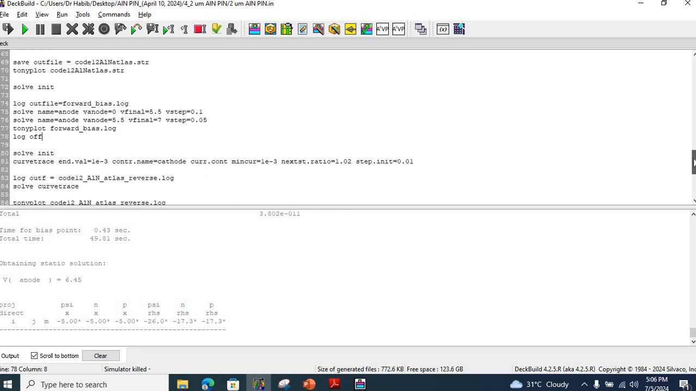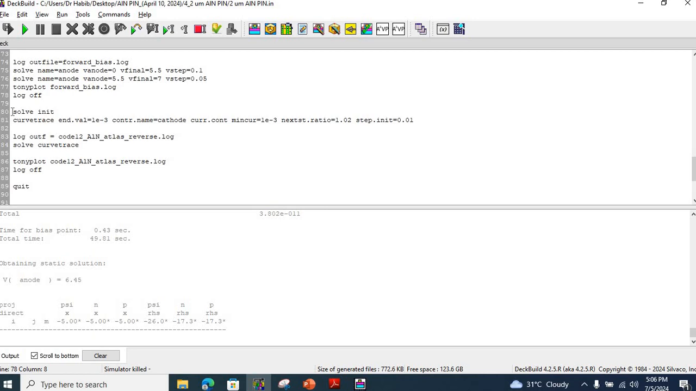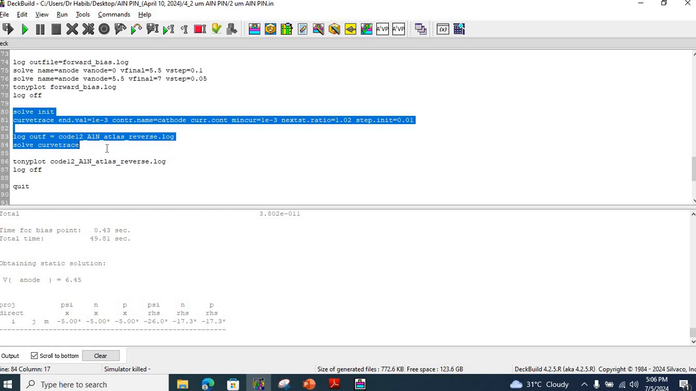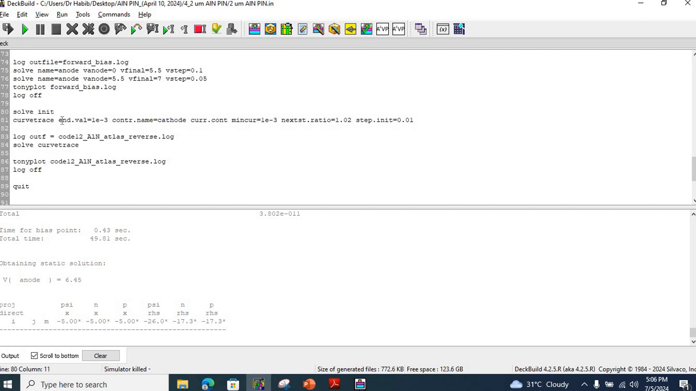Then I want to run the structure under reverse biasing by using this block of code using curve tracing. So here I want to run the structure under reverse bias and keep increasing the voltage until the current arrives at 1 milliamps. So I start with 0.01 volts, and each subsequent step is multiplied with 1.02.